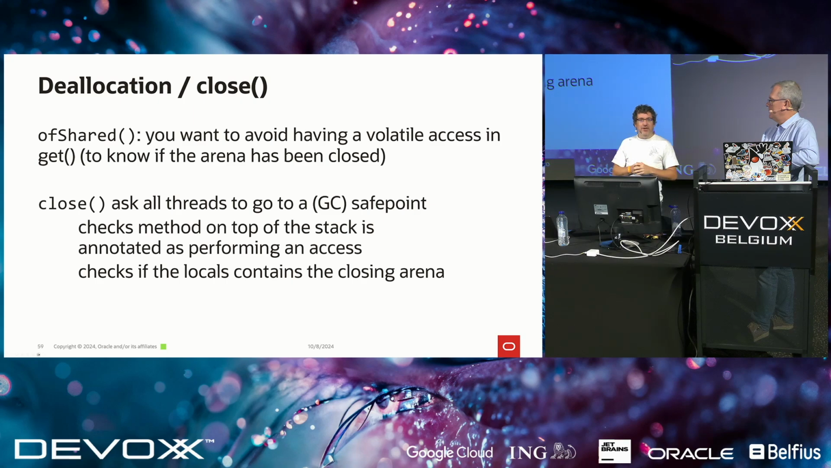If you have read at least the first pages of any concurrency book, the first thing is, if you have several accesses, you need a volatile access to check if one thread can see the change from another thread. But if you have a volatile access each time you do a get, you're just dead. Basically, dead in the water.